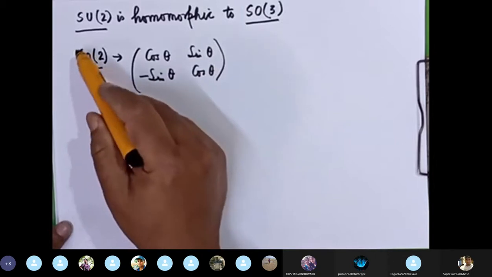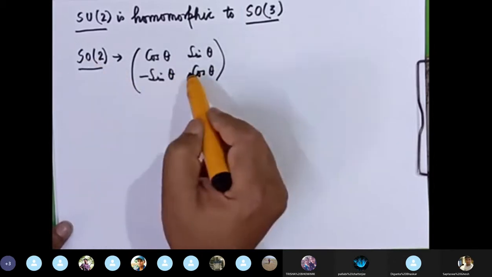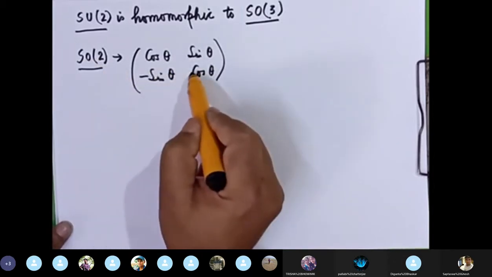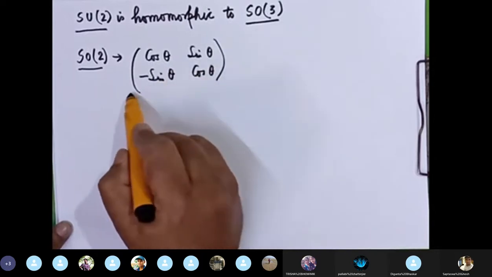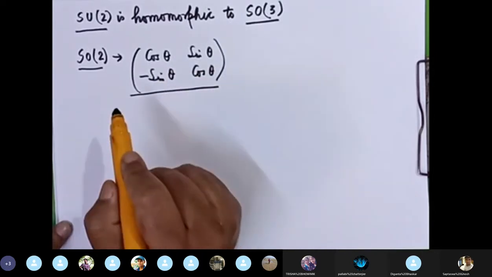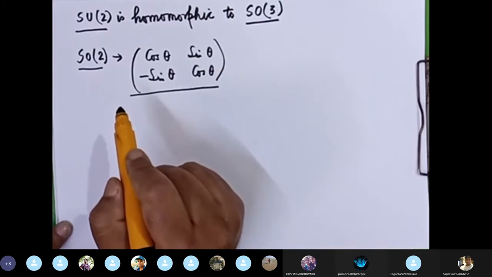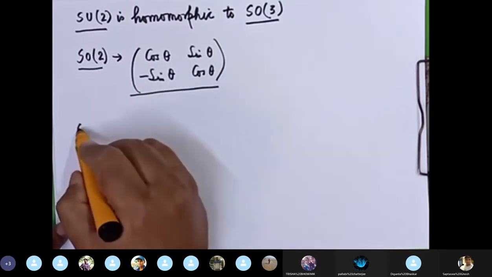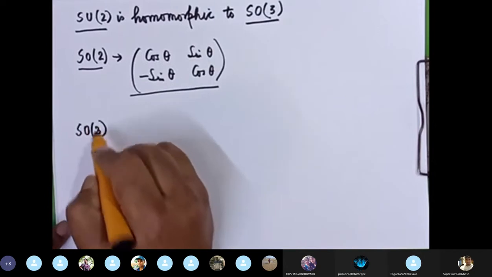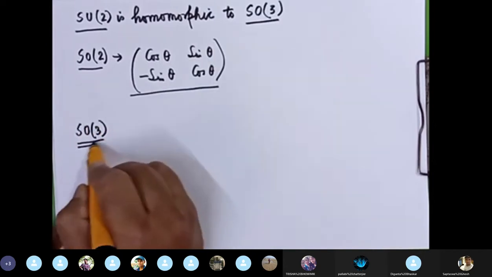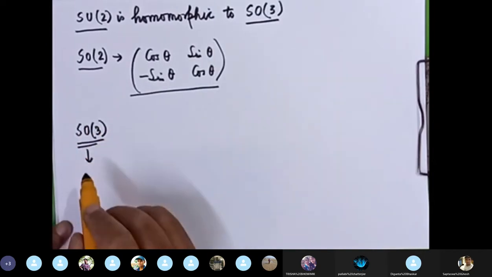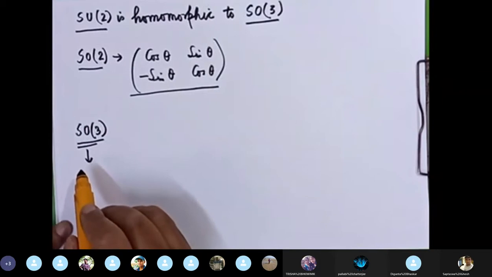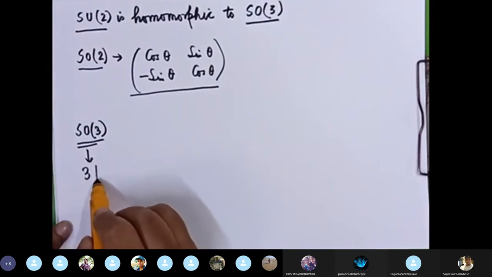If we leave S, there can be another kind of parameterization with this minus sign coming to this side, but that will not have determinant plus 1. So this is the rotation matrix in 2 dimension. Now you can think that in 3 dimension SO3 you want to write SO3. How many parameters do you need to write SO3? Because NC2, n into n minus 1 by 2, 3 parameters.